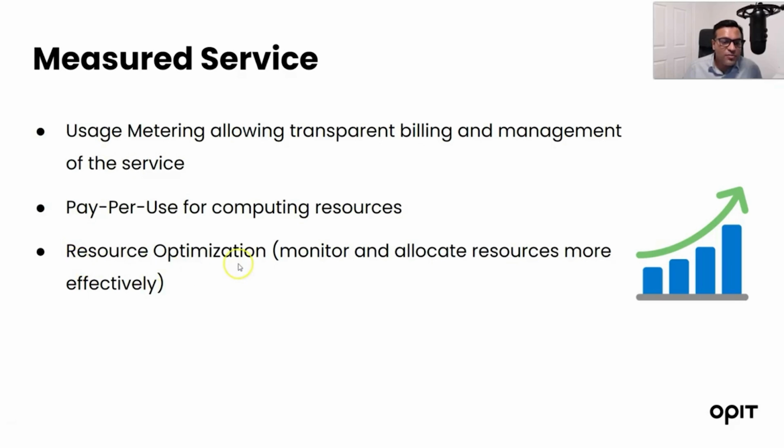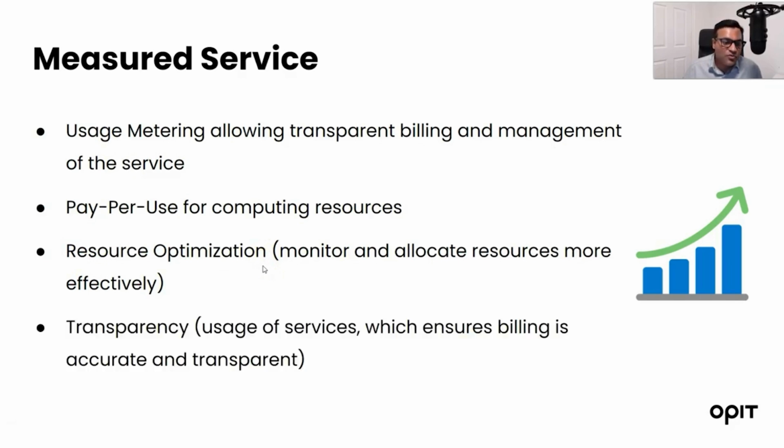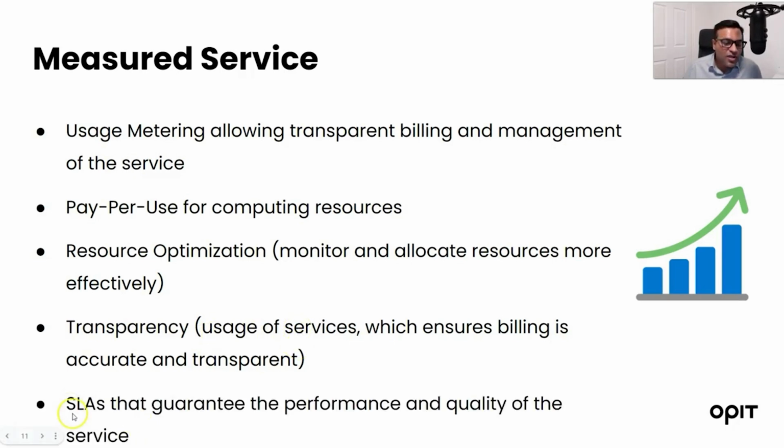Then again, you can optimize the resources because we know when the demand is low. We can reduce the capacity and then increase it when we want to. Everything is transparent because the services we use are measured. So if I use a system for 1 hour, I can see that I will only be paid for the system for 1 hour. And then we have the service level agreements, which guarantee that the performance we get will be a quality service and the performance will never degrade.